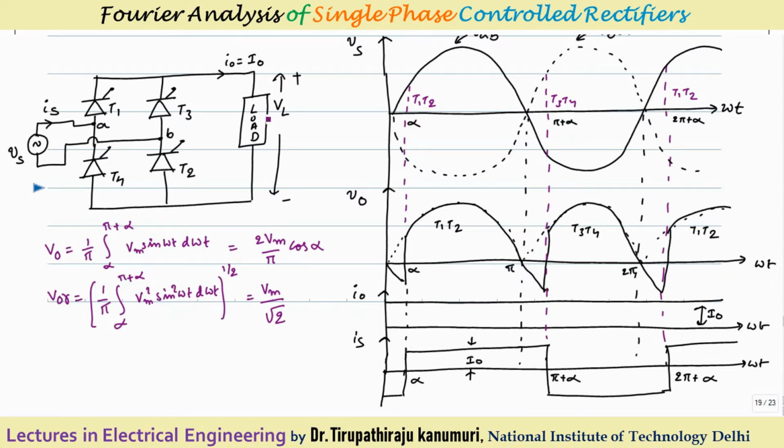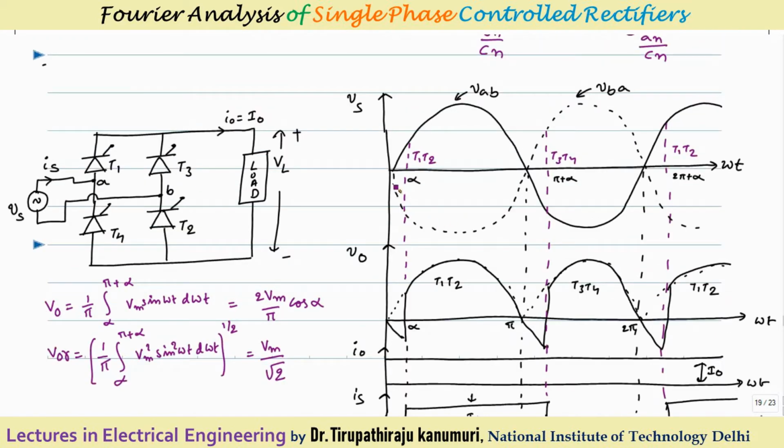So in that case we can assume it as approximately constant. So this is my input voltage VAB, and we have already seen this, so I am not going into detail. This is VBA, and at the instant of alpha, thyristor T1 and T2 are triggered. So when the thyristor T1 and T2 are triggered, this A will be connected here, this B will be connected here. So your output voltage will be VAB. So you can see here it is following VAB.